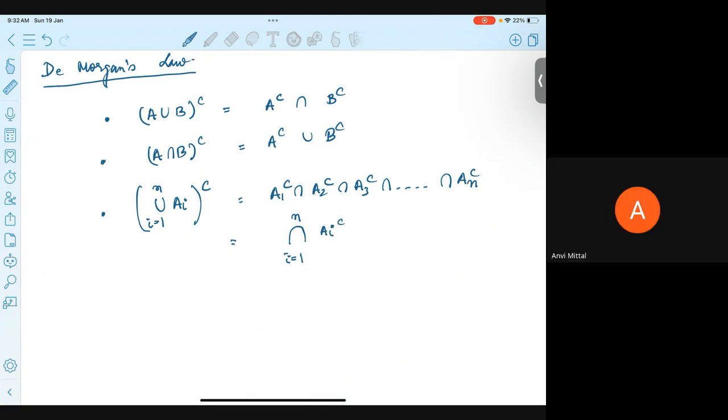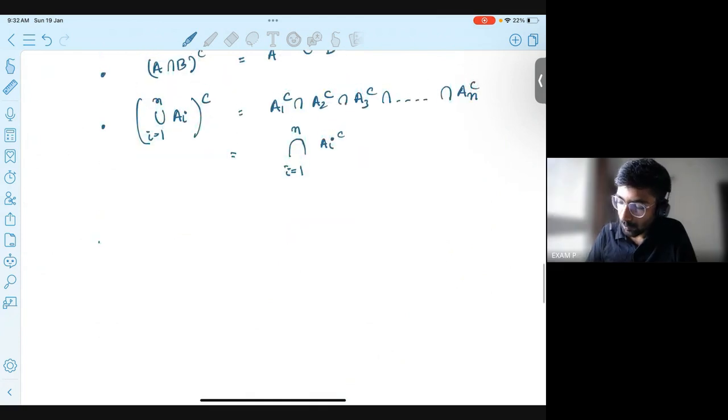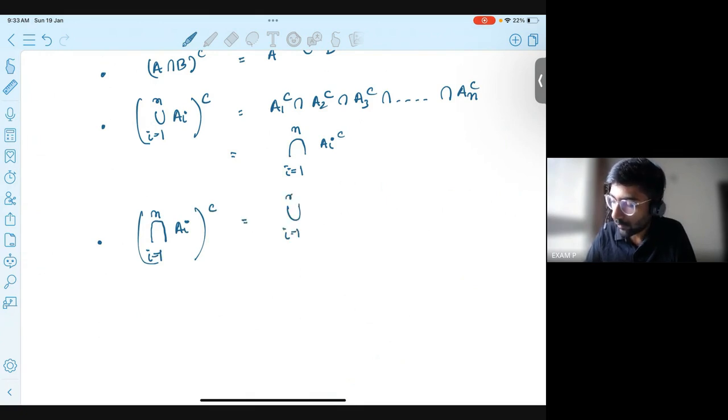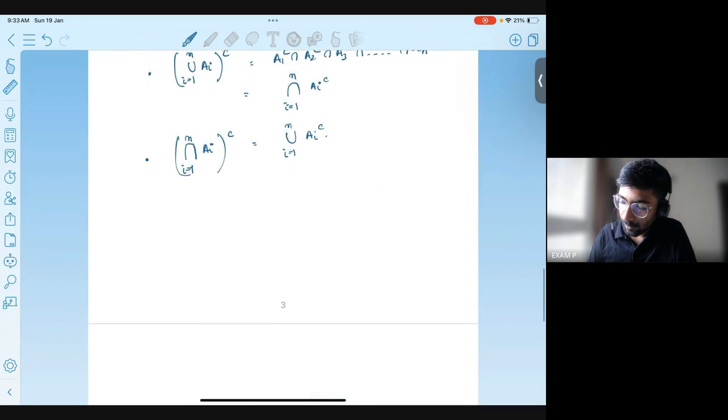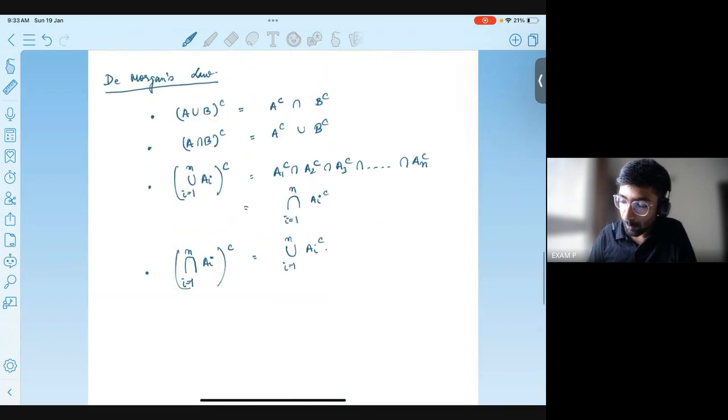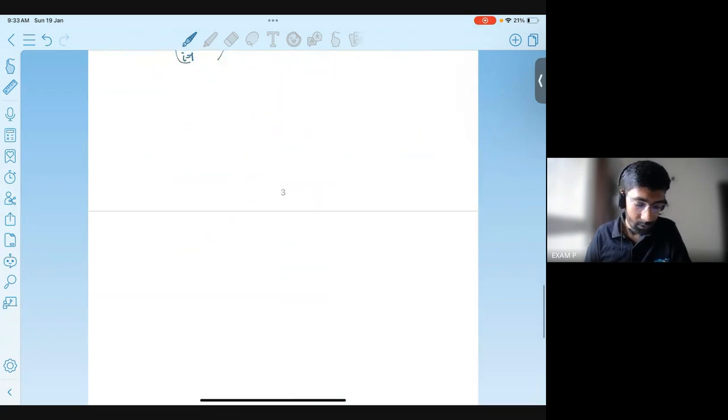Yes. Okay. So the other part of this would be when we take an intersection of i going from 1 to n of Ai, and then the complement of this entire intersection should give you the union of Ai complement. Fine. This is about De Morgan's law, very important. When you also solve questions, it will be important.